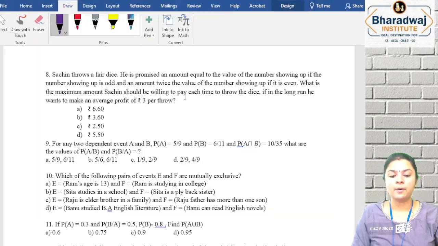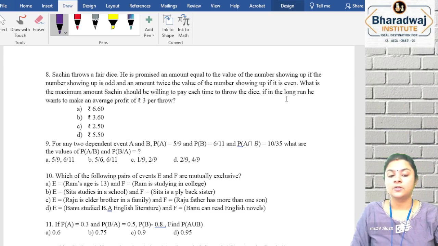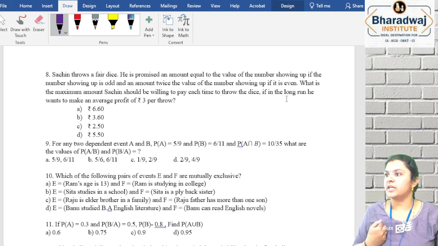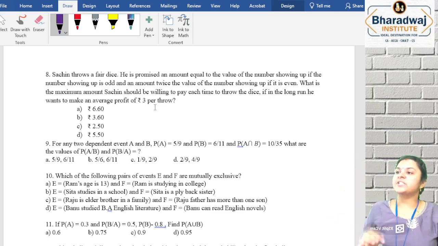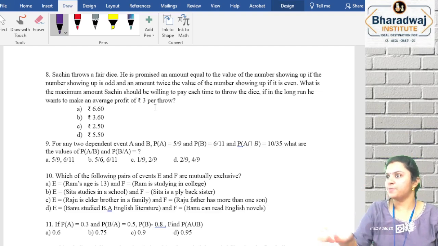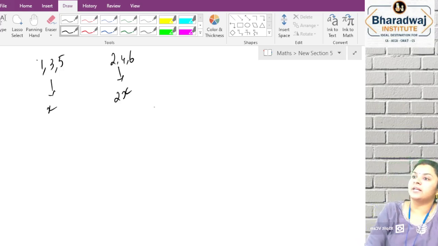Now, what is the maximum amount Sachin should be willing to pay each time to throw the dice? So he has to pay some amount, then he will receive the amount based on what he is going to get. He wants an average profit of 3. So profit is 3 rupees. First we need to find out how much he will receive as income. Taking 3 from that, you will know the cost or expense, correct? Yes. So let's understand what will be his average income.